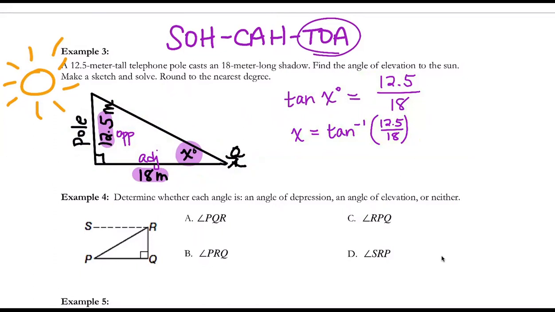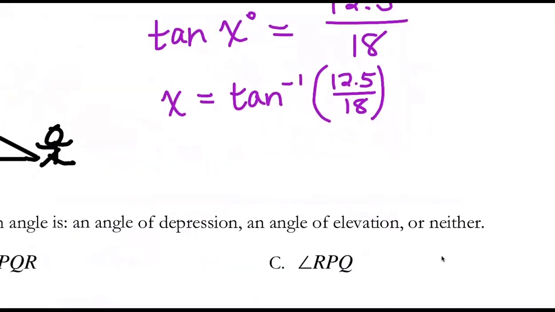Okay, so we've got inverse tangent of 12.5 divided by 18. Inverse tangent of 12.5 divided by 18. And then it said round to the nearest degree. I'm getting about 34.78. So round to the nearest degree would be X is approximately 35 degrees.